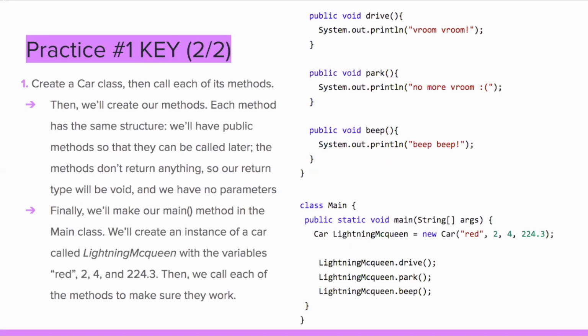Next, we would create all of our methods. Each method has the same structure. We'll have public methods so that they can be called later. The methods don't return anything, so our return type will be void, and we have no parameters. Finally, we will make our main method in the main class. We'll create an instance of a car called Lightning McQueen and the variables red, 2, 4, and 224.3. Then we call each of the methods to make sure they work.